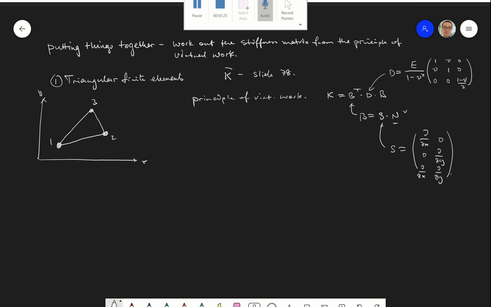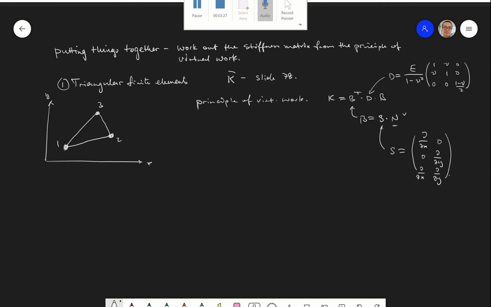Now, if you look at here, it's quite straightforward to work out K from D and B. Basically, you just need to do a matrix product, right? We know the D matrix, and provided we know the B matrix, we can work out the value of K. Now, how do we work out B? This is actually the challenging part, and that's what we're going to show in this video, okay? The rest of this is basically pure algebra, okay?